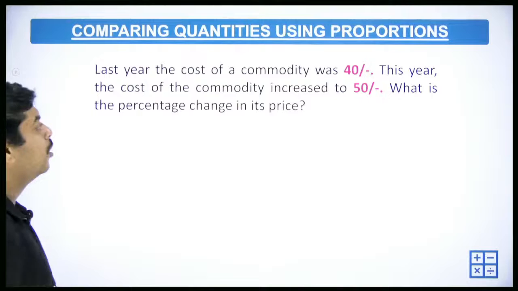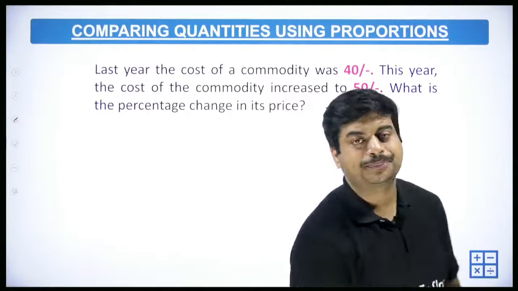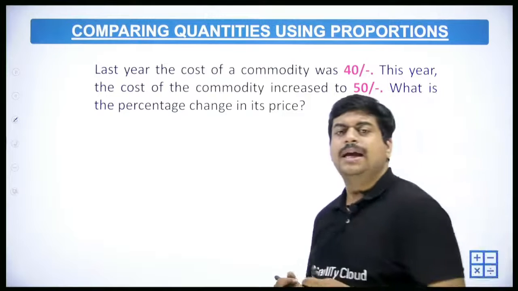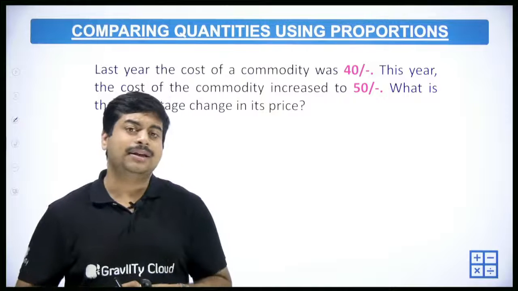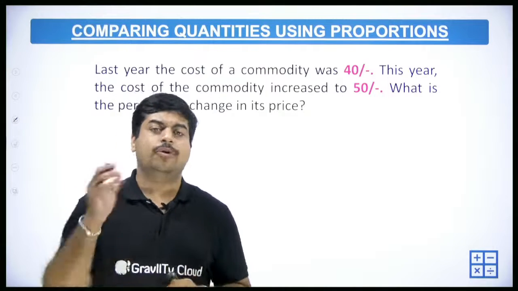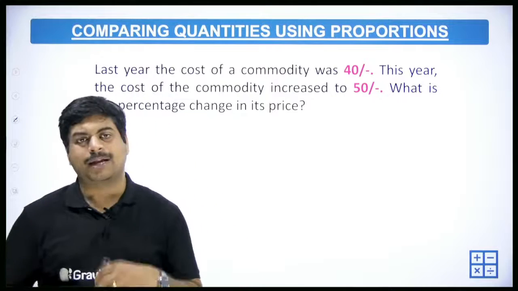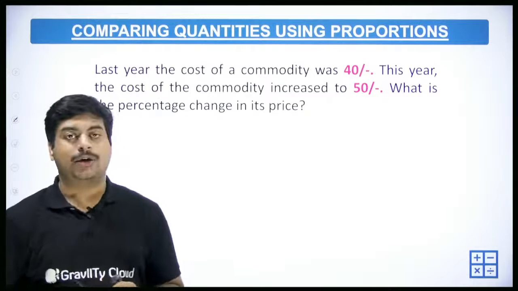Last year, the cost of a commodity was 40 rupees. There is a real life case here. When we are purchasing anything, the prices may increase or decrease day by day, depending on the product. Not every product will keep increasing its price. Sometimes due to the market's ups and downs, the price also goes down.